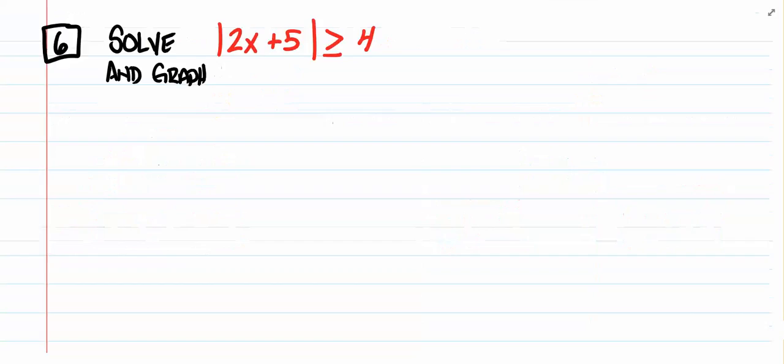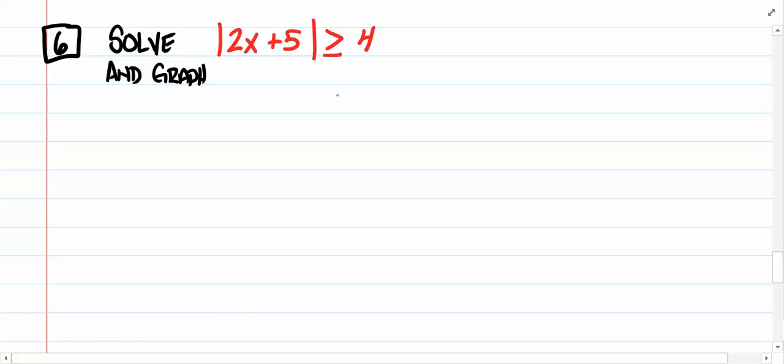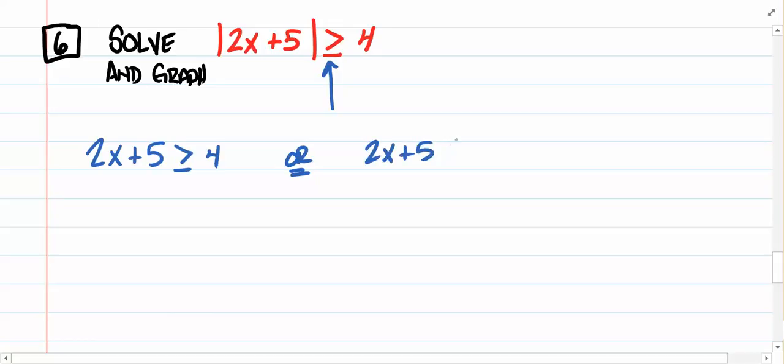Box number 6 is an example. Take a look at it. I have the absolute value of 2x plus 5 is greater than or equal to 4. Because I am dealing with a greater than or equal sign, I know that I'm going to have two distinct inequalities. The way I would set it up is, well, I know that 2x plus 5 has to be greater than or equal to 4, or simultaneously, 2x plus 5 has to be less than or equal to negative 4.